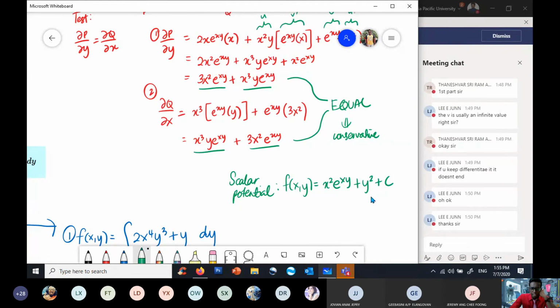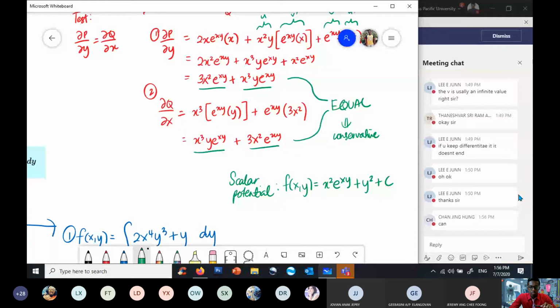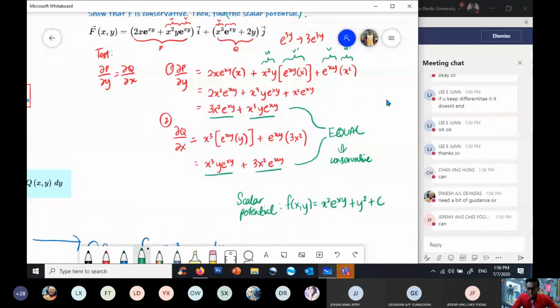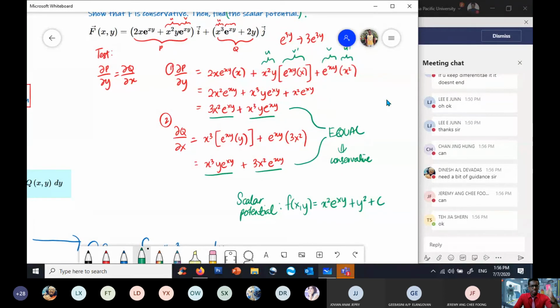Alright, so how many of you did indeed get the final scalar potential as in here, or you can't get it? Let me know so that we can proceed if there's any problem. Okay, Chan managed to get the answer. Nice. How about the others? Okay, Dinesh, are you somewhere in between? I mean, somewhere along the solution, or you're unable to start from the very beginning? Okay, a few of you can get it. Nice.